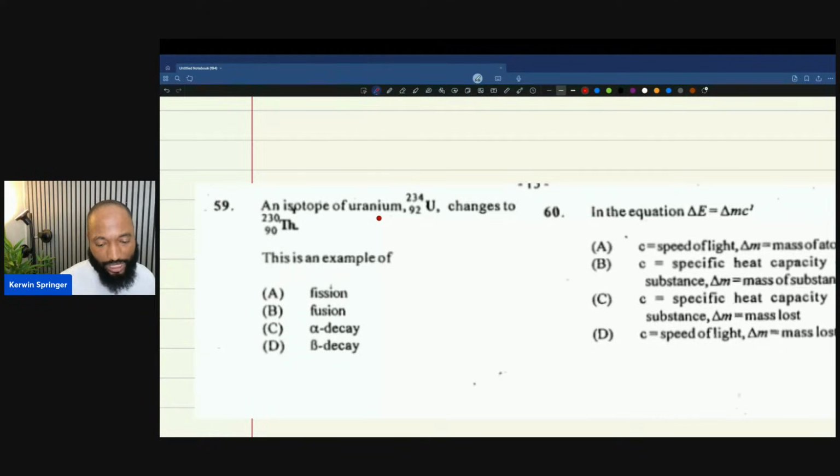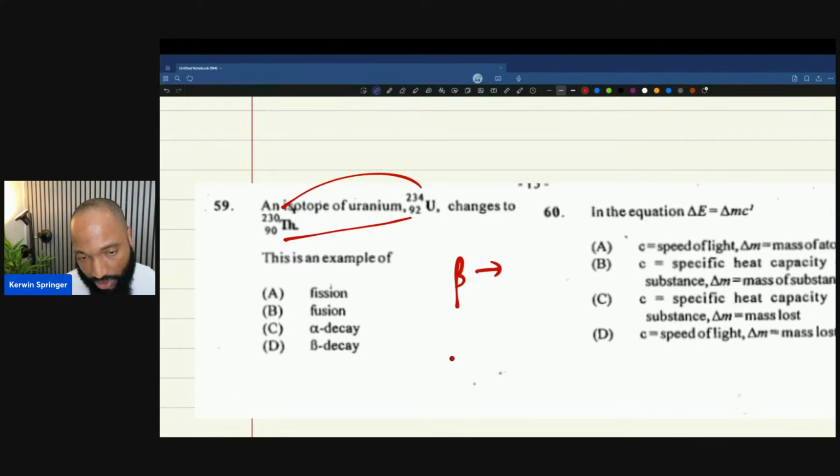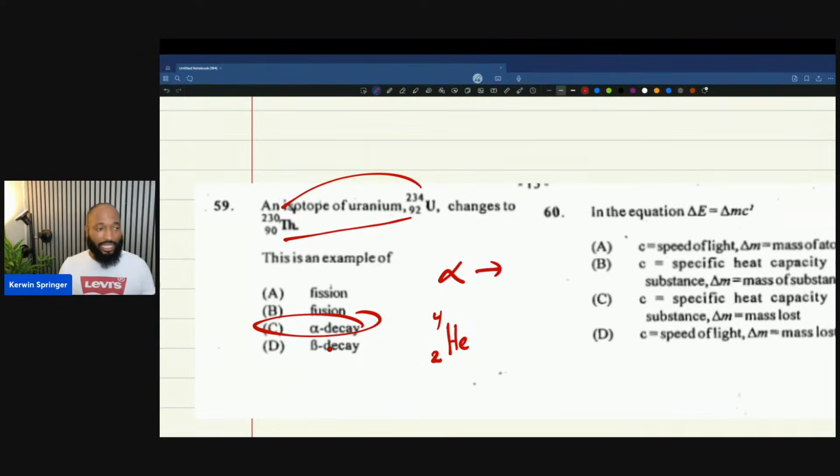And I see an isotope of uranium 234, 92 changes to whatever that is. This is an example of, so what happened here, you went down 2 and you lost 4. So this guy rolled out. What's an alpha particle? An alpha particle is a helium nucleus, 2, 4. So that's alpha decay. The beta decay, we're going to do that in class next week.